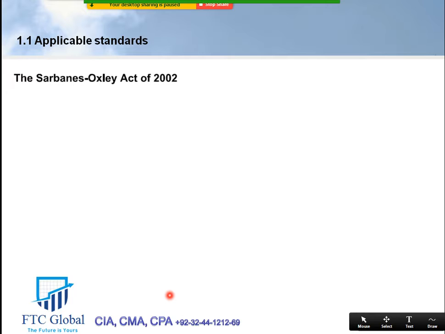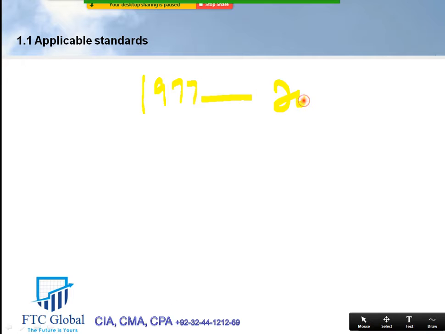All right, the third law. We read first the Racketeer Influenced and Corrupt Organizations Act, passed in 1970, then the Foreign Corrupt Practices Act of 1977. So from 1977 till 2001, everything was perfectly fine. There was no major scandal. Everything was fine for the next 25 years. But in 2001, there was a wave of scandals, a never-ending wave of scandals.